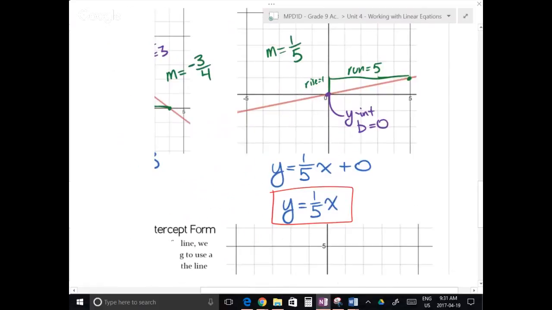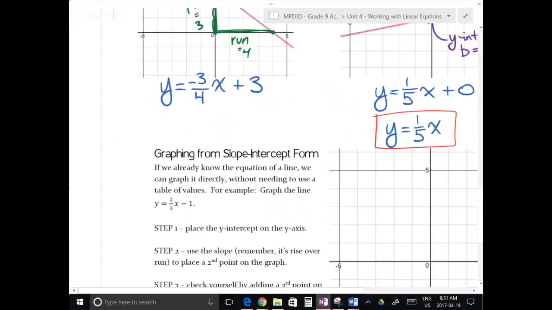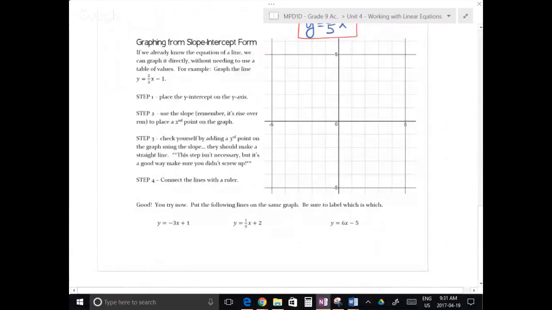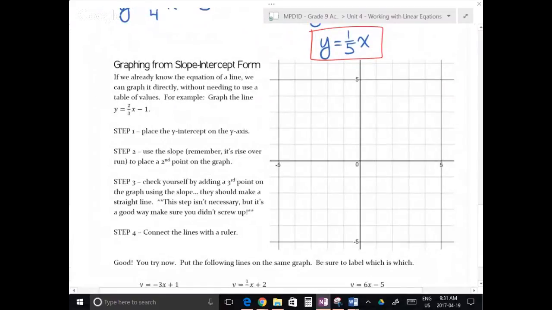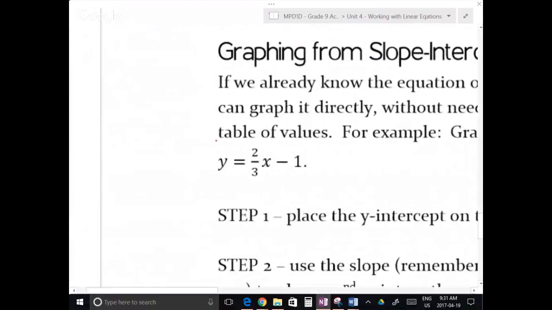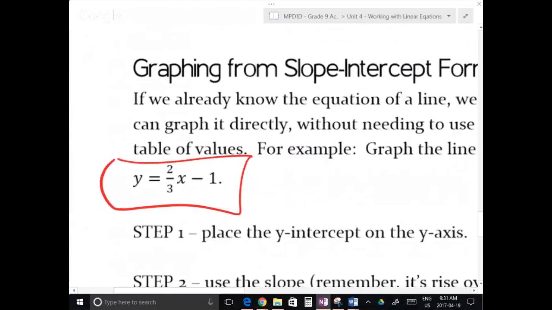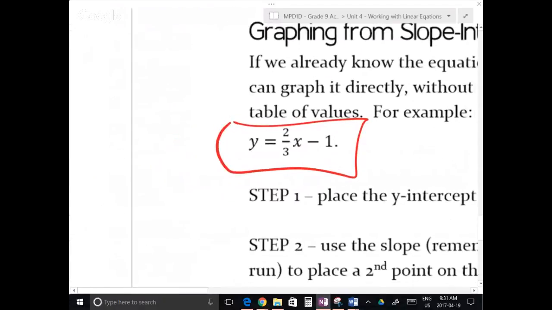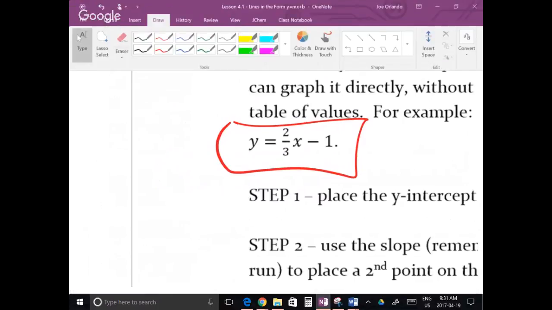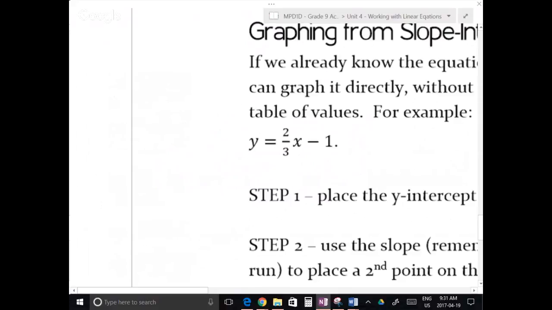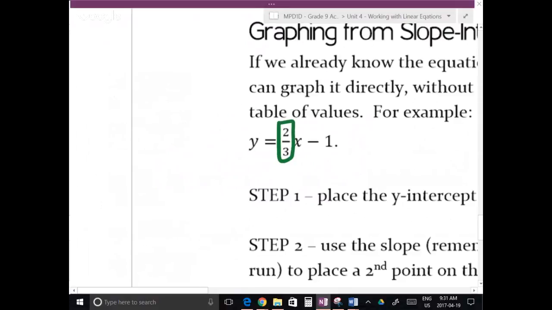Okay. Last thing we're going to talk about today, and then I'll leave you with some homework, is I've just shown you how to get an equation from a graph. We can go the other way. If I give you the equation, we can put it on a graph. Okay, from this equation has 2 numbers in it. What are the 2 numbers? 2 over 3 and 1.